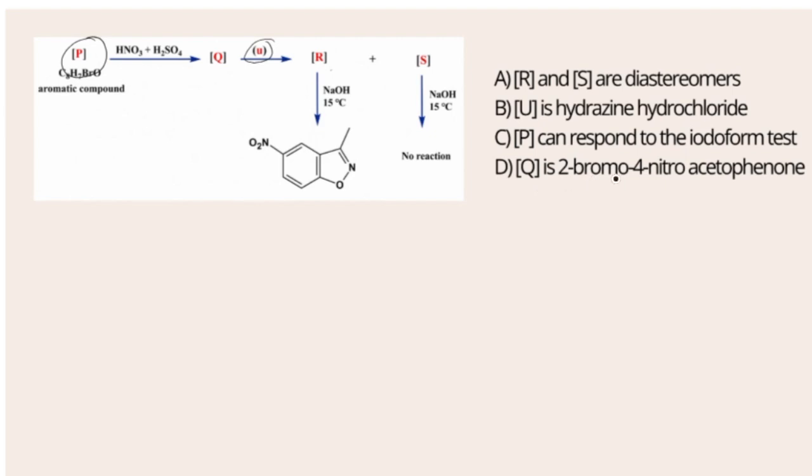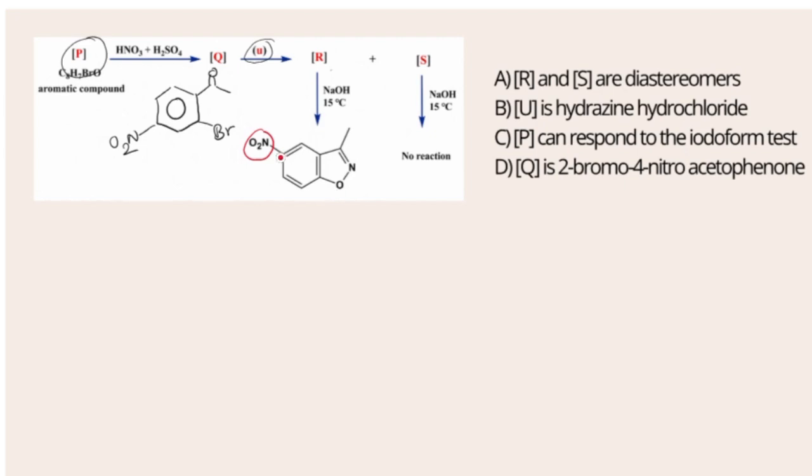Q is 2-bromo-4-nitroacetophenone. So let's write down the structure of this Q, because it might be correct as well. So what is acetophenone? Acetophenone is an aromatic ketone like this, and 2-bromo is this, and 4-nitro is this. You see there is a nitro group in the final product.